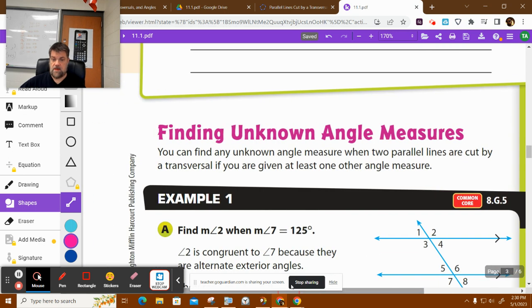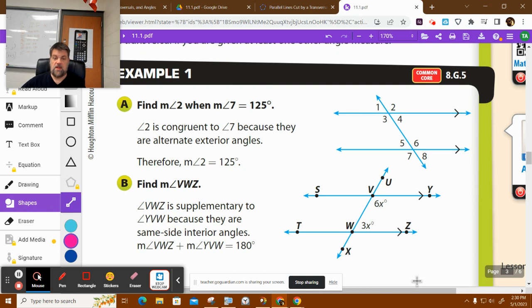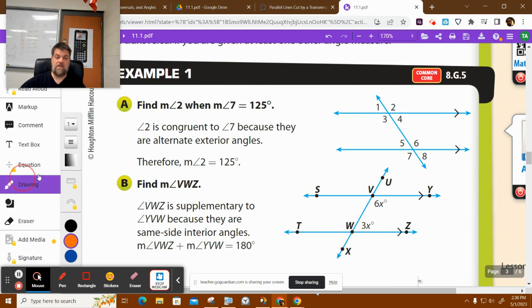And let's do example number 1 together, and then I'll let you get to work on your homework. So it says, find the measure of angle 2 when angle 7 is 125. Well, 7 is 125, so I'm going to put 125 here. Can you guys see that? Maybe I'll change the color.